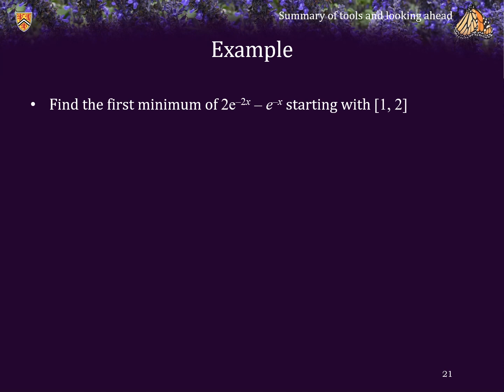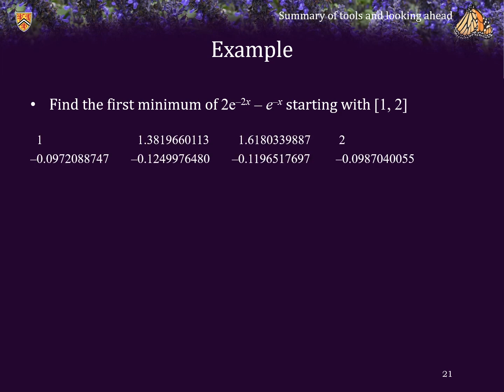All right, let's use the golden ratio search to find the minimum of the function e to the negative 2x minus e to the negative x, starting with the interval from 1 to 2. The width of this interval is 1. And therefore we can calculate the two interior points by calculating 2 minus the reciprocal of the golden ratio and 1 plus the reciprocal of the golden ratio. So that gives us the first 4 points, and the value of the function at those 4 points are shown there.